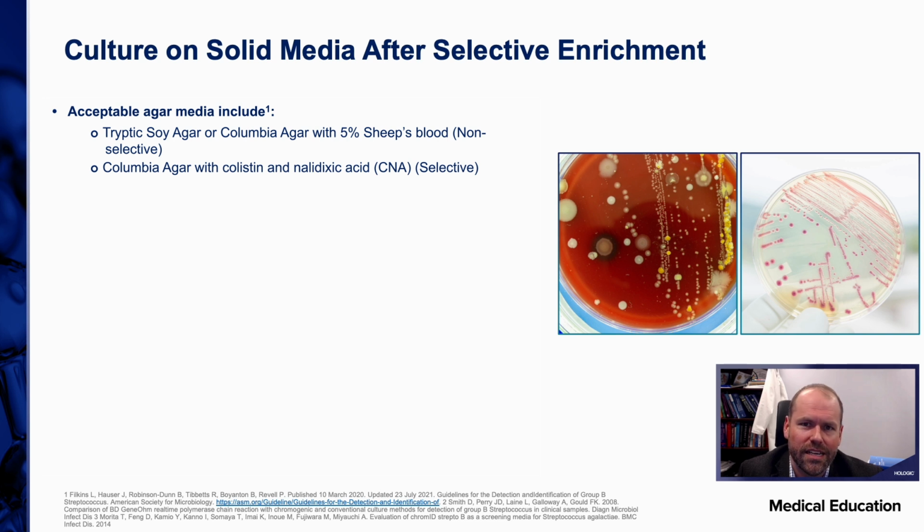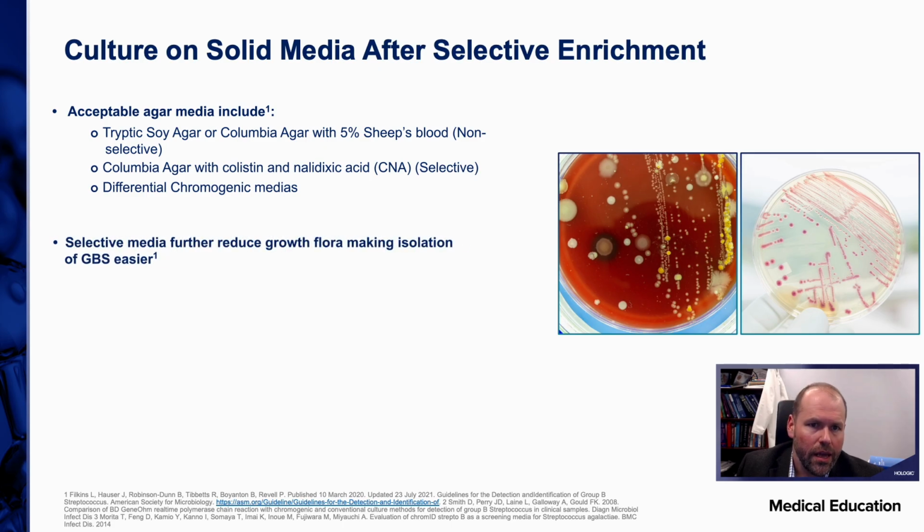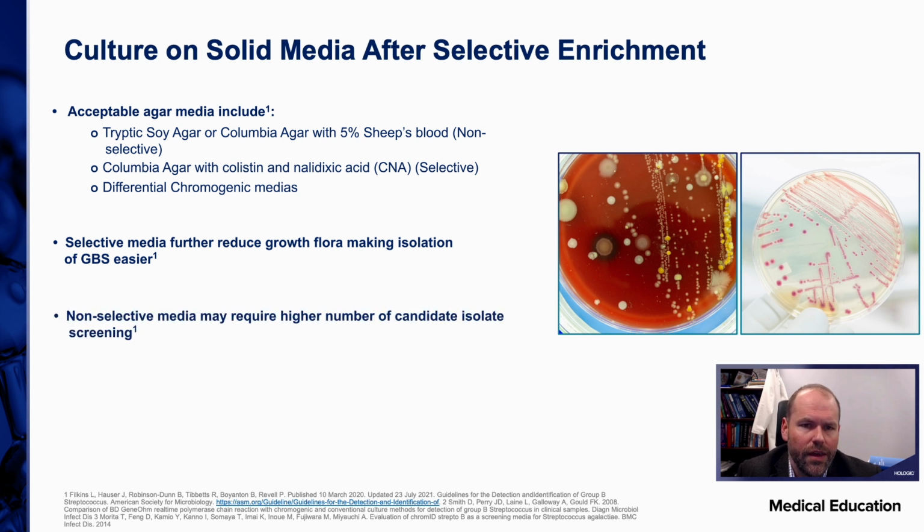So this is the classic CNA plate, and this is selective for gram-positive. So that helps group B strep stand out in its growth pattern versus the gram-negative. So you don't get overgrowth of gram-negatives. And then there's differential chromogenic medias. You can see one picture of a chromogenic media over on your far right screen, the one that's pink. That's basically a clear plate with the pink colonies growing. And so selective medias further reduce the growth of all that natural flora that are already in the specimen, right? And so it makes identification of group B strep a bit easier.